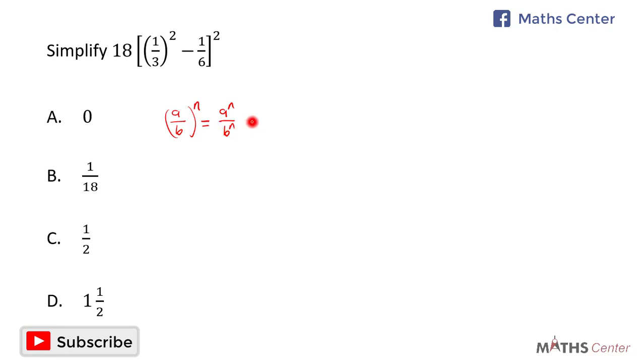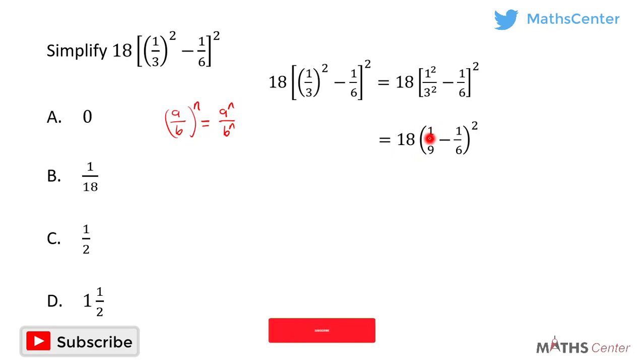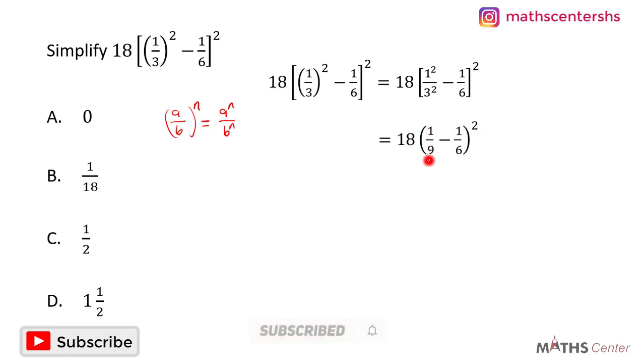And so if we apply this here, then 1 divided by 3 squared can be written as 1 squared divided by 3 squared. So our expression is now 18 into bracket 1 squared divided by 3 squared minus 1 divided by 6 all squared. 1 squared will give us 1, 3 squared will give us 9, and so you have 18 into bracket 1 divided by 9 minus 1 divided by 6 squared.